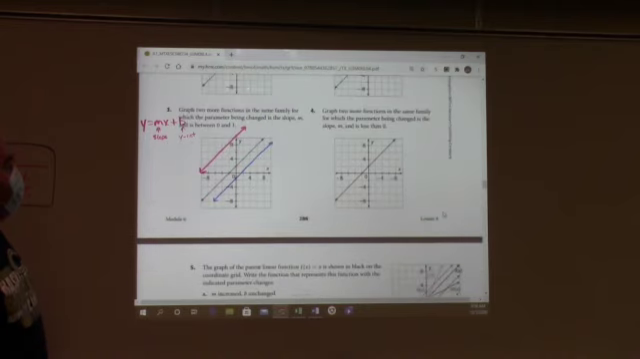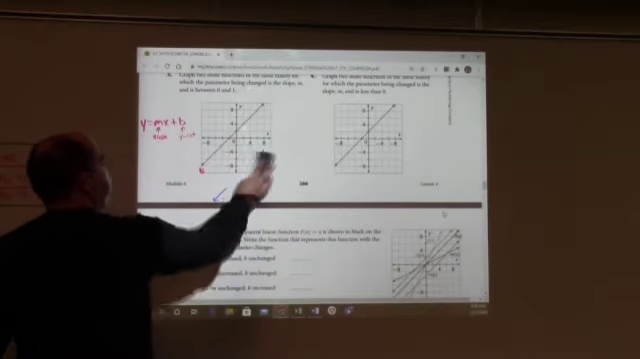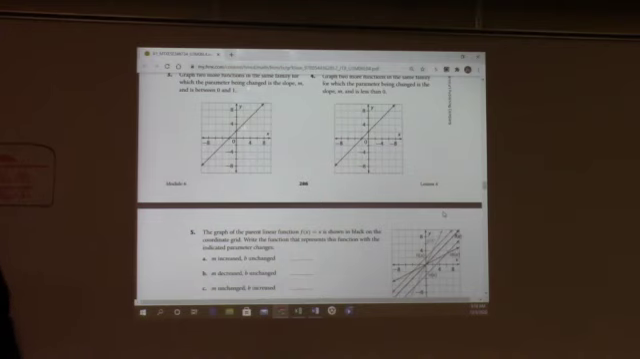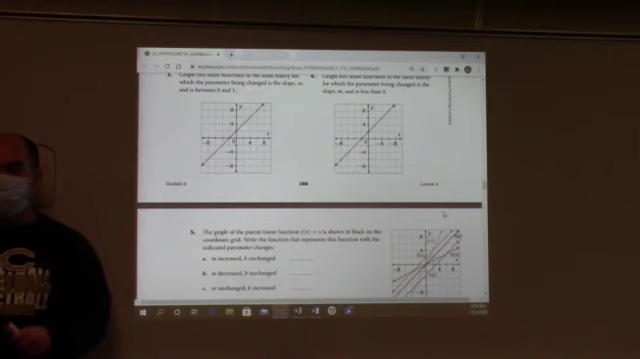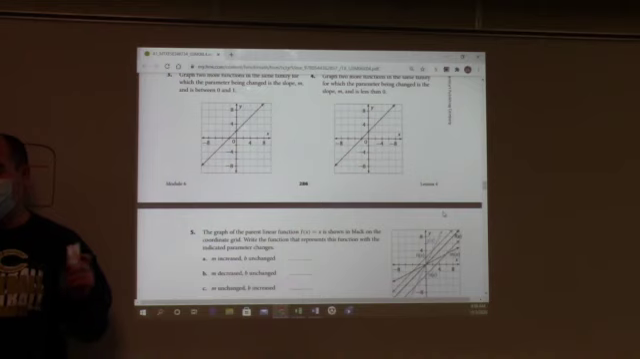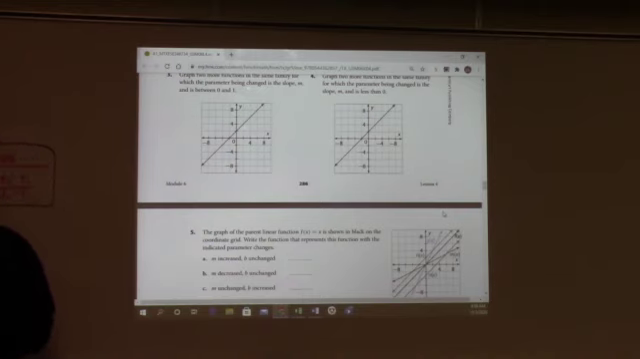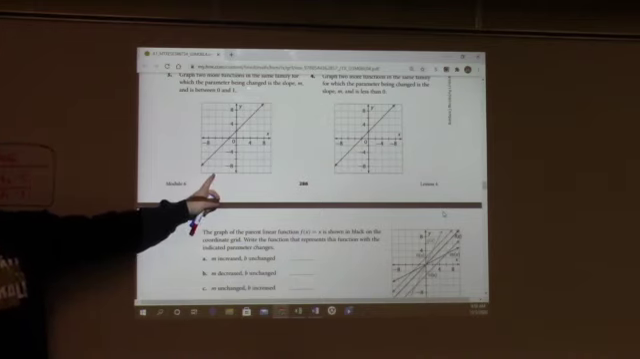Question number 3 says, graph 2 or more functions in the same family for which the parameter being changed is the slope m and is between 0 and 1. Okay, the slope m is between 0 and 1. Alright, now let's just think for a second. What is the slope of this line that's currently up here? 1, right?